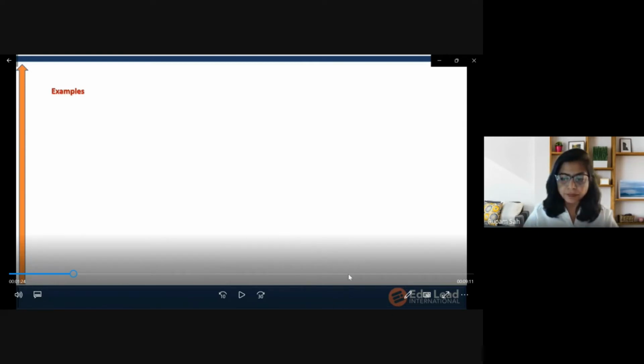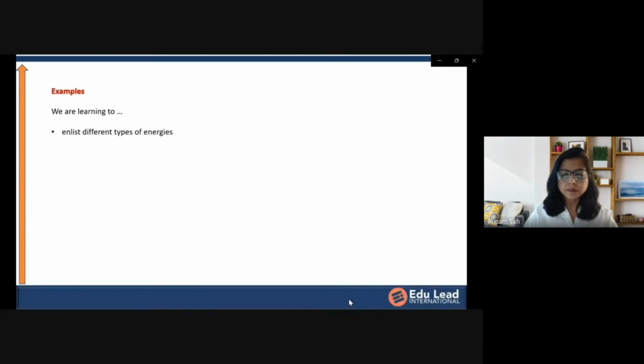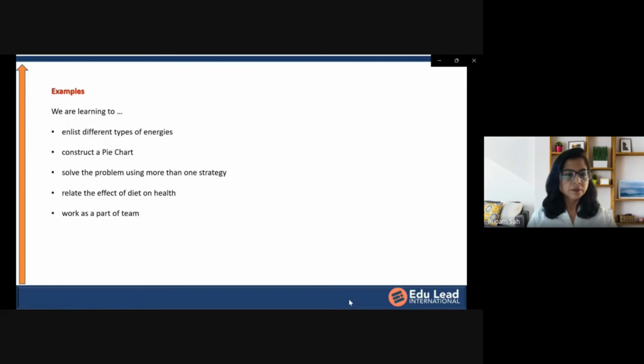Okay, moving further. And let's see some of the examples. We are learning to enlist different types of energies, construct a pie chart, solve the problem using more than one strategy, relate the effect of diet on health, work as a part of team, identify persuasive strategies used by the author. Now you see, all of these statements are brief statements, they are very concise, they are specifically telling what kind of learning is taking place. And all of these verbs which are used are observable and measurable. So this is how learning intentions should be written.